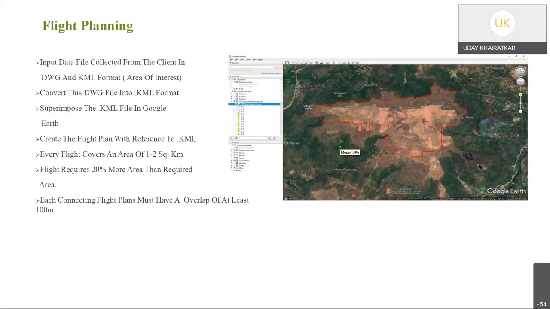Every flight covers an area of about 1 to 2 square kilometers. The flight requires 20% more area than the required area. Each connecting flight must have an overlap of at least 100 meters. Every time, the capacity of the LiDAR drone plays a very important factor. Some drones can go up to a length of 10 kilometers. So every time you shift the station point, you have to see that at least 100 meters of overlap is there.